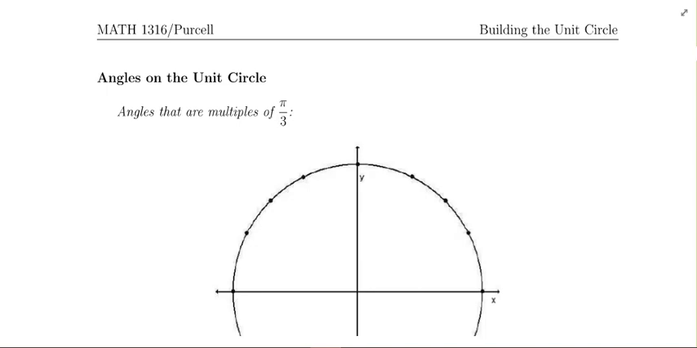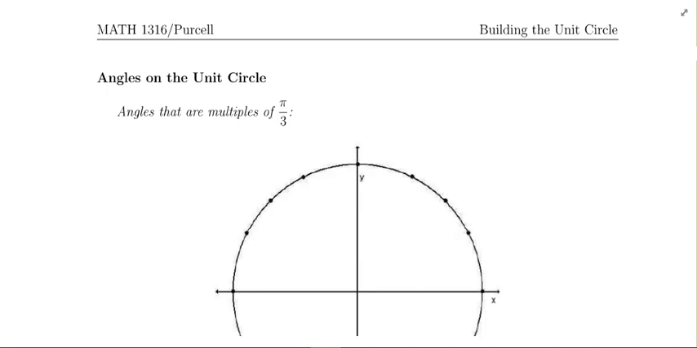We are going to start by talking about angles that are multiples of pi over 3. Again, I've already told you that with all the angles on the unit circle, you have to know both the degree measure and the radian measure. I'm presenting this from a radian perspective. We will put the degrees on here as well, but I want you to start thinking in terms of radians.